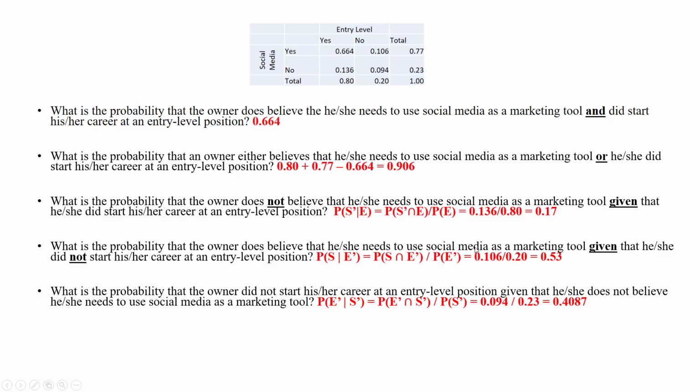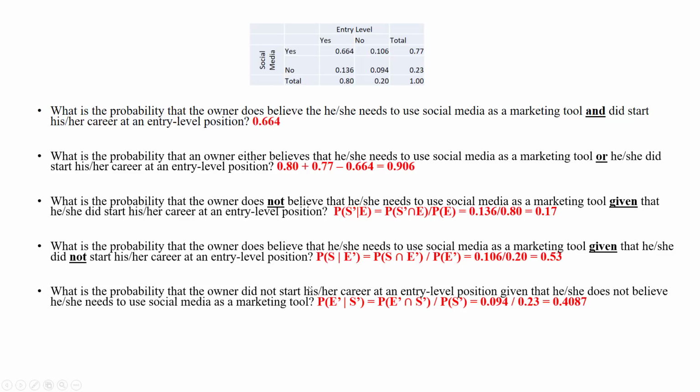So then the next one, this is a given once again. What is the probability the owner does believe in social media? So yes to social media given not entry level. Okay, so once again, the intersection of yes to social media and no to entry level, which would be right there, and then divided by the no to entry level, which would be that value right there.